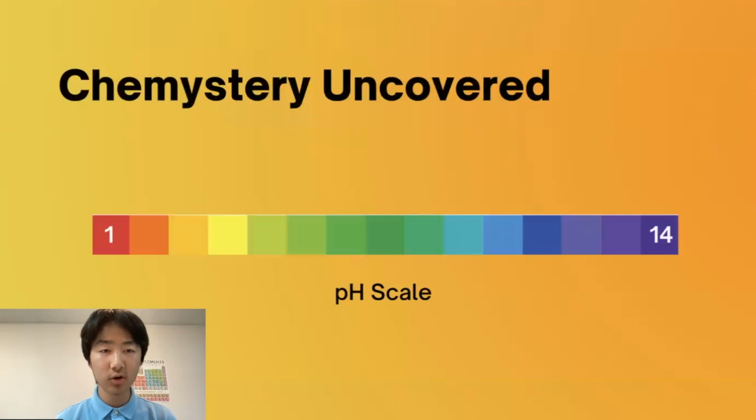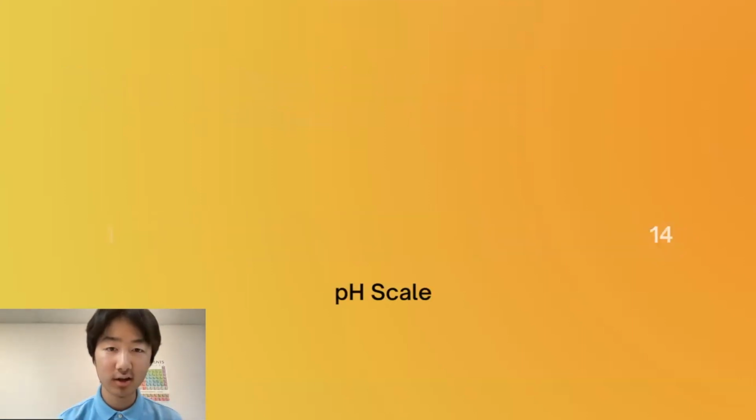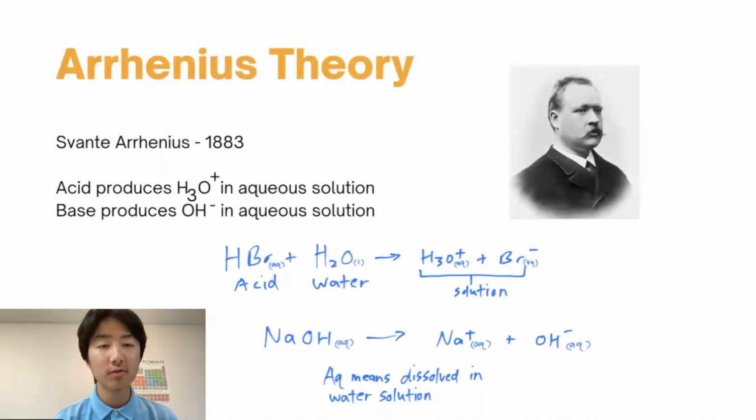So without further ado, I'm going to uncover the chemistry of acids and bases. First off, the first theory came from the person who coined the idea of acid bases, Svante Arrhenius. I'm sorry if I'm mispronouncing that. He was a Swedish man. He started the Arrhenius theory in 1883. Basically it stated that acids produce hydronium in aqueous solution and bases produce hydroxide, OH-, in aqueous solution.